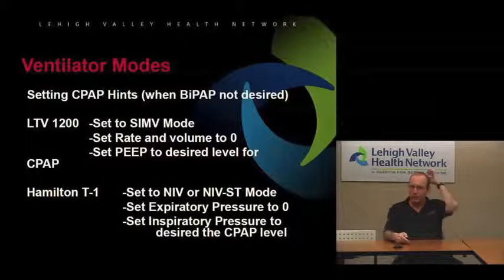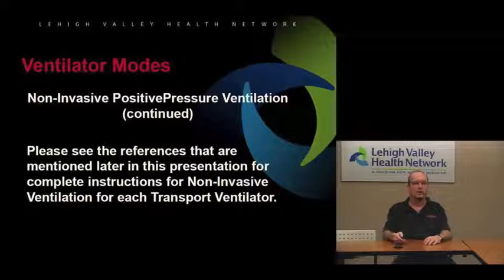Otherwise, the machine's not going to be able to tell exactly what the patient's doing if you just try to set your expiratory pressure to your CPAP level. It's not going to work right. The machine actually monitors your patient's airway pressures and volumes and everything that goes with it in the CPAP mode by setting your inspiratory pressure. I know that sounds a little opposite, but that's how you're supposed to do it on the Hamilton T1. You have to go through the reference material that's mentioned later in this program for using non-invasive ventilation for each of our transport ventilators.